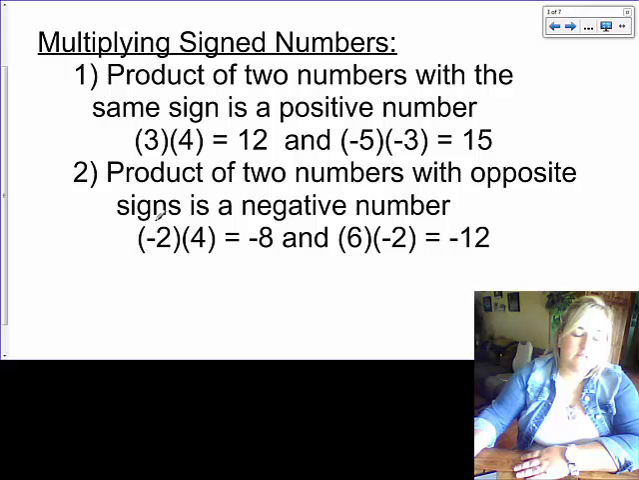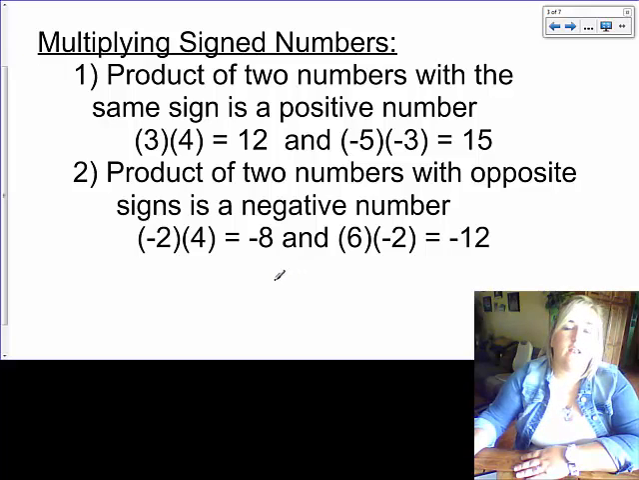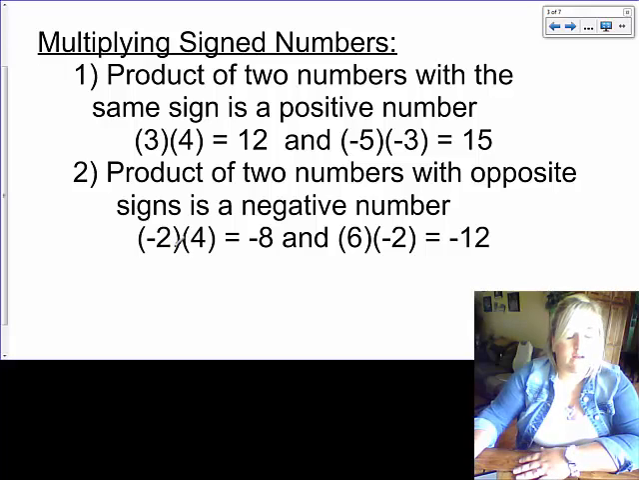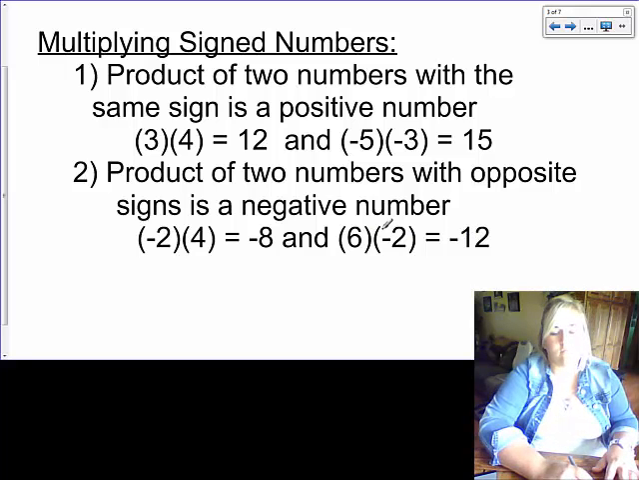The product of two numbers with opposite signs is a negative number. We know that opposites give us a negative, hopefully at this point. Negative 2 times positive 4. This one is a negative and this one is a positive, which means they're opposite signs, and that will give us a negative answer, and then we conduct that multiplication just like we normally would. 4 times 2 gives us that 8. Then we have 6 times negative 2. Those are opposite signs, so we have a negative answer, and 6 times 2 is 12.